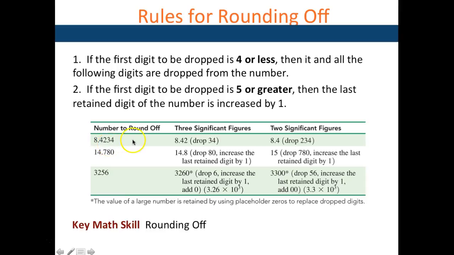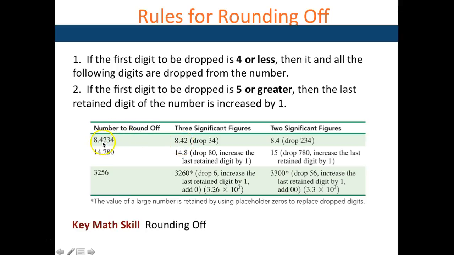Alright, so suppose your calculator displays a number such as 8.4234, and you want to round it to 3 sig figs. So the rule is, look at the digit that is going to be dropped. If it is 5 or greater, then you're going to add 1 to the retained digit, which would be 2. If it is less than 5, then you keep the retained digit as is. So the 3 and the 4 are getting dropped, so rounding to 3 sig figs will give you 8.42.